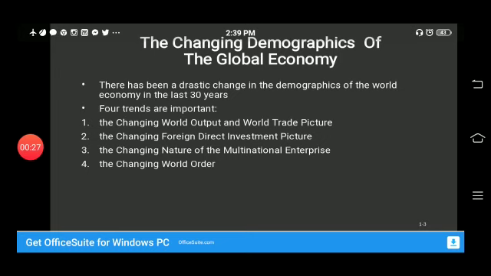The changing demographics of the global economy. Let's move on to look at how the demographics of the global economy have changed over the last 30 years. There are four trends that are particularly important: the changing world output and the world trade picture, the changing foreign direct investment picture, the changing nature of multinational enterprises, and the changing world order. Let us look at each one.